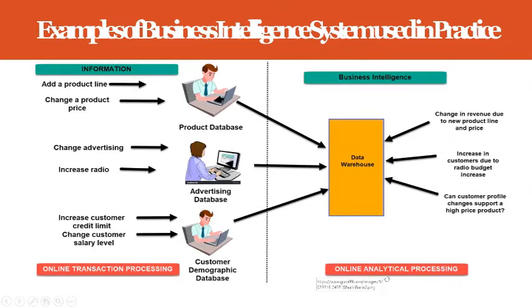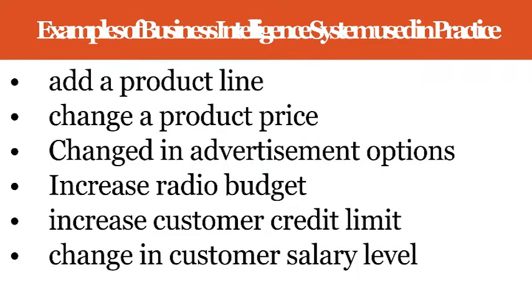Then in the OLAP, we have change in revenue due to new product line and price. It also shows increase in customers due to radio budget increase, and whether customer profile changes support a high price product. Like what I've said, business intelligence can be used to add a product line, change a product price, change advertisement options. It also increased the radio budget, increase customer credit limit, and change customer salary level.